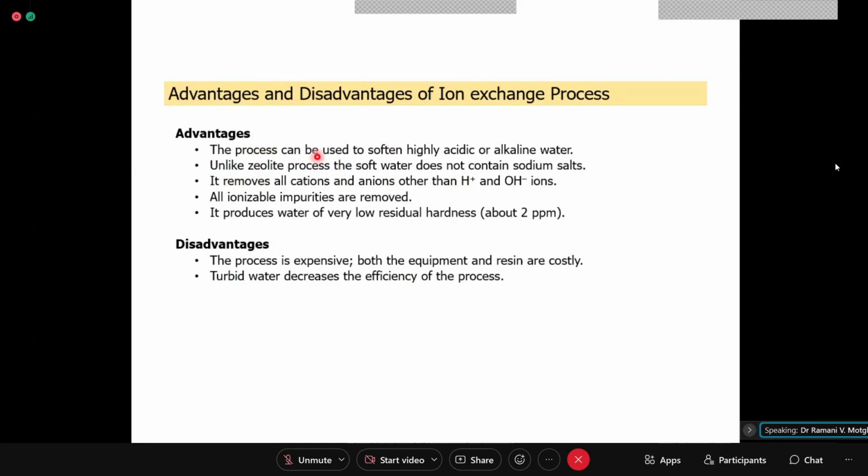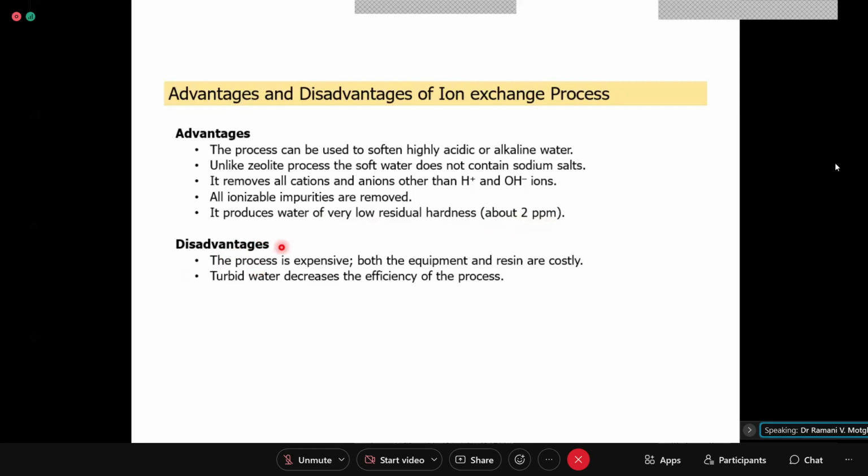Okay. Now, what are the advantages? The process can be used to soften highly acidic or alkaline water. Unlike the zeolite process, the soft water does not contain sodium salts. Rather it is deionized water, there are no ions present. It removes all cations and anions other than H plus and OH minus. All ionizable impurities are removed. It produces water of very low residual hardness. Still the residual hardness is there, 2 ppm.